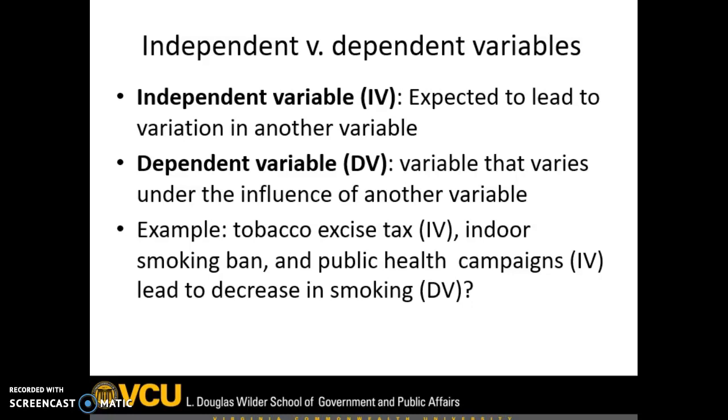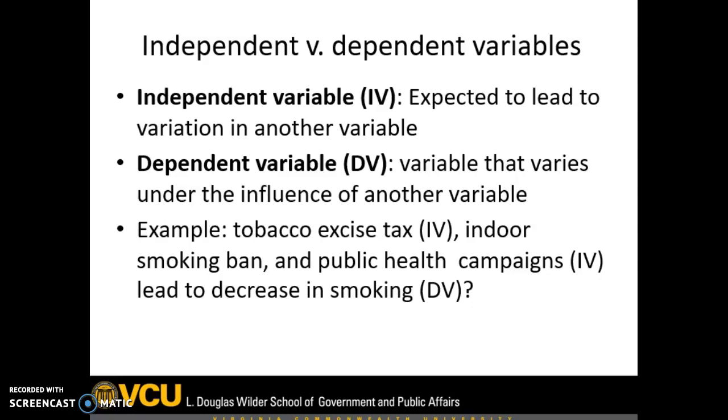Let's make sure we're all clear on the terminology. Independent variable is a variable that is expected to influence another variable. Dependent variable is the variable that can change depending on the influence of independent variables. Dependent variable is usually the outcome that we're studying.